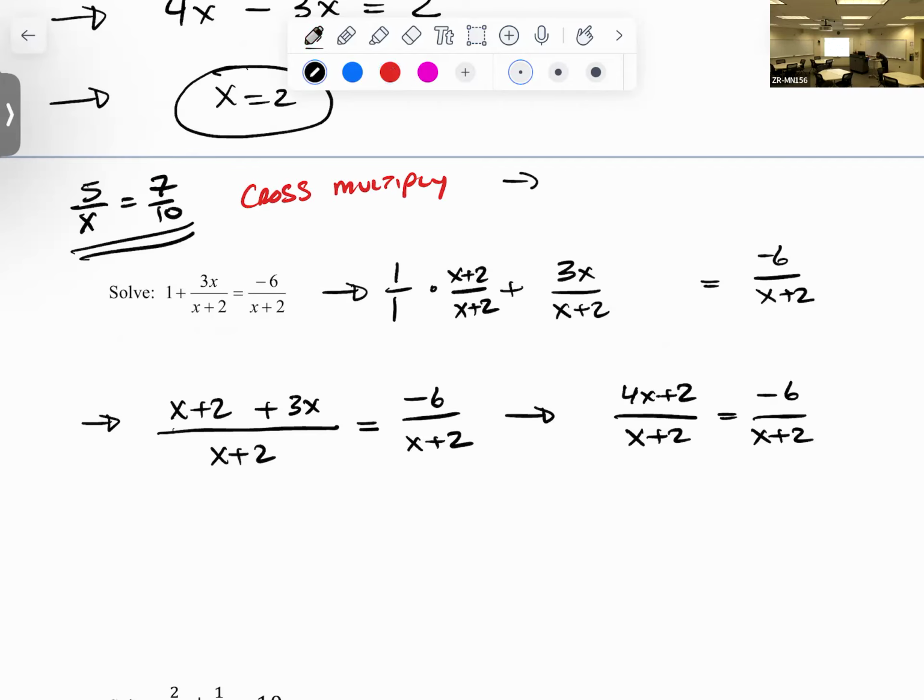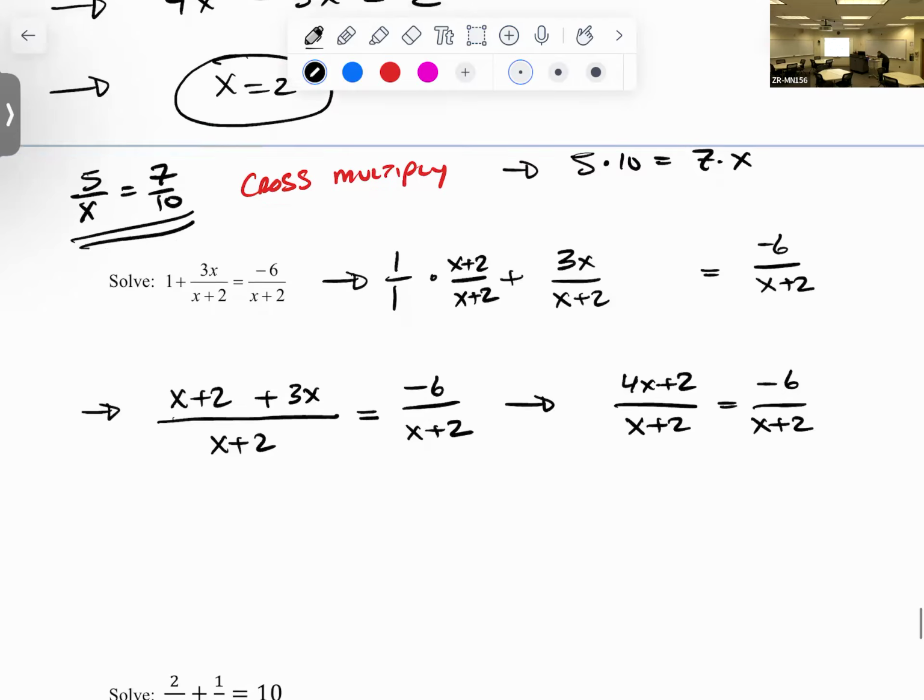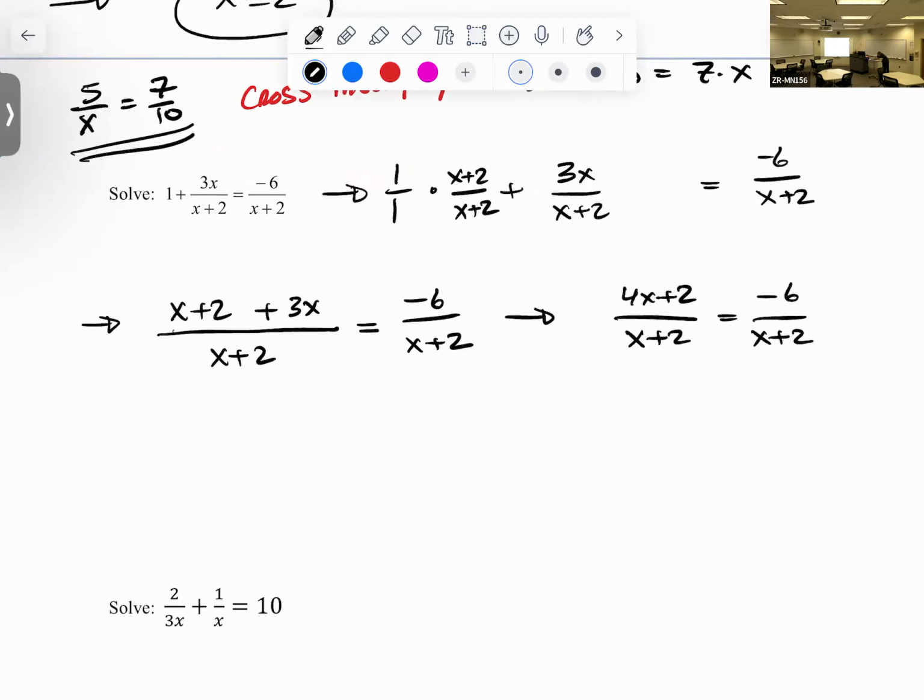So finishing this out, this becomes 5 times 10 equals 7 times x. And then I have 50 equals 7x, so x equals 50/7. A lot of people are really familiar with that. The nice thing about doing cross multiply on this one, if I have an x plus 2 on both sides, we have to do an additional step.